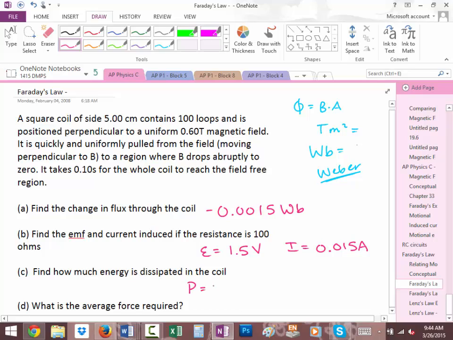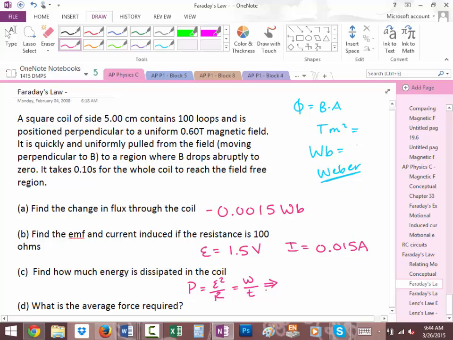Power was I, V, or is V squared over R. Oh, power is energy. Power is related to energy, isn't it? It is energy dissipation. Well, no. Power is energy dissipated in a given amount of time. So you also know that that's equal to energy or work per time.